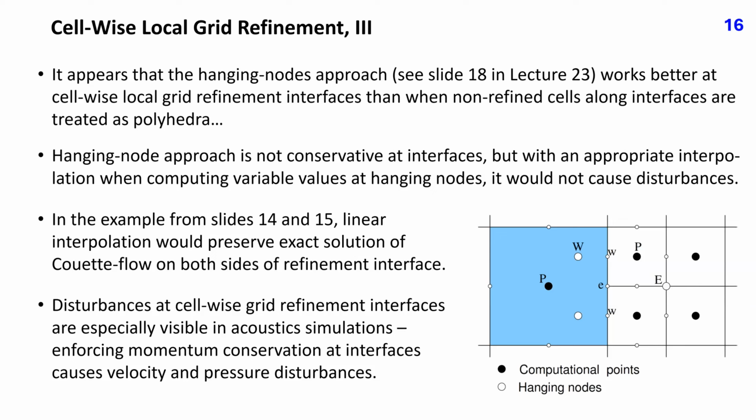Disturbances at cell-wise grid refinement interfaces are especially visible in acoustic simulations. Enforcing momentum conservation at interfaces causes velocity and pressure disturbances, as shown in the preceding slide, and these affect the acoustic pressure waves. An example is shown on the next slide.